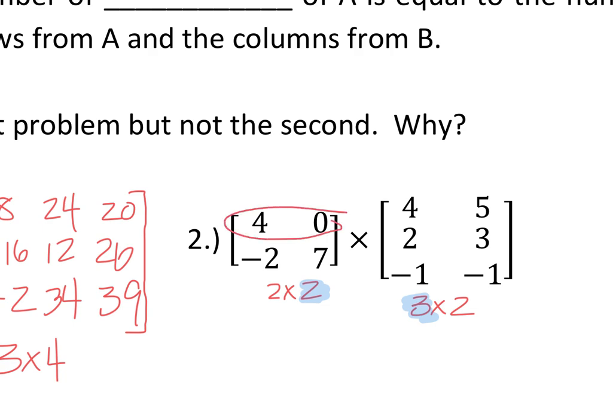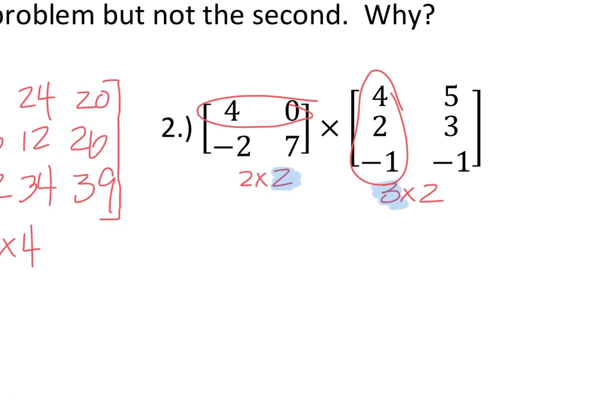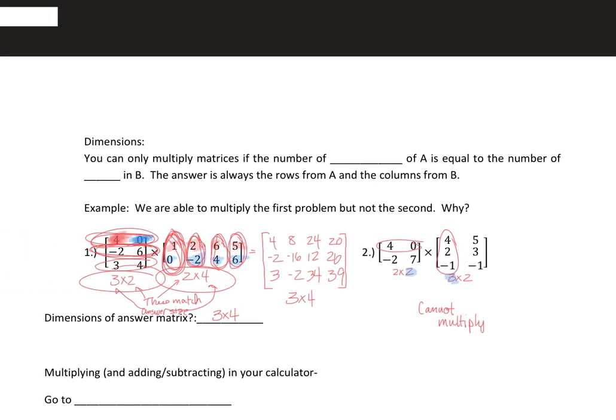And even if you tried to start the problem, you took your first row and your first column, you'd realize there are only 2 numbers in the first row, but 3 numbers in the first column. How are you supposed to do the calculation like we've been doing? So, cannot multiply, and that's our answer for this one. So at least we see one that doesn't work for us.